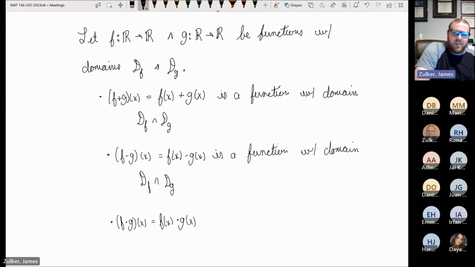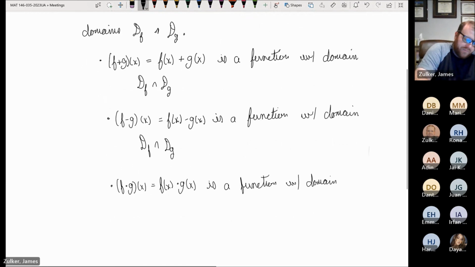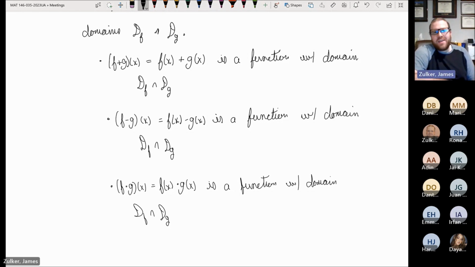F times g of x is defined as f of x times g of x. It is also a function. Its domain is also the intersection of the domains.